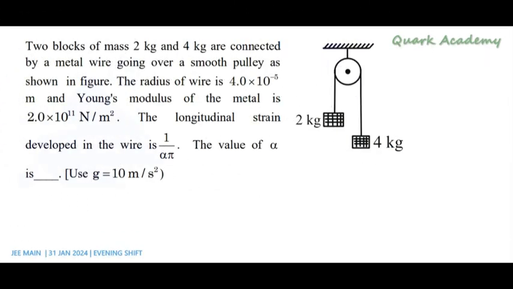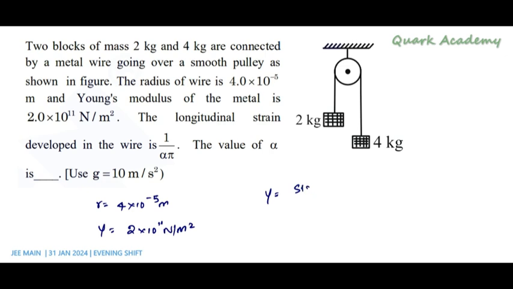This is an interesting question. We need to find the longitudinal strain of this wire. Its radius is given. Radius of the wire is 4 into 10 power negative 5 meter. Young's modulus is given. Young's modulus is 2 into 10 power 11 Newton per meter square. We need to find the longitudinal strain.